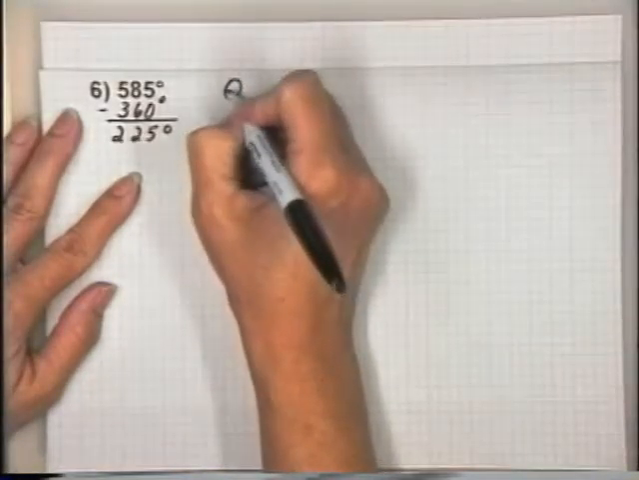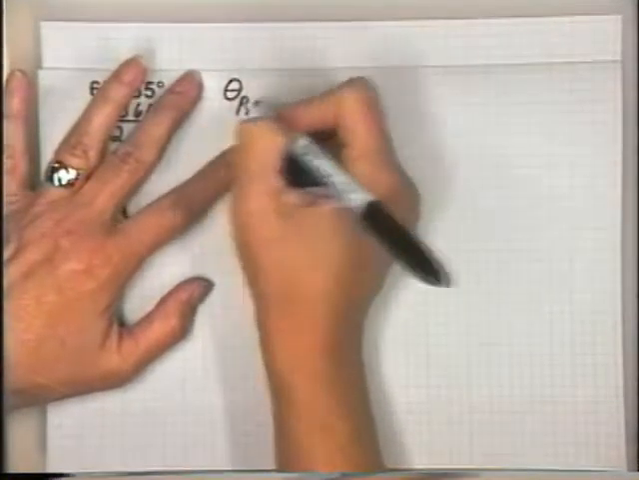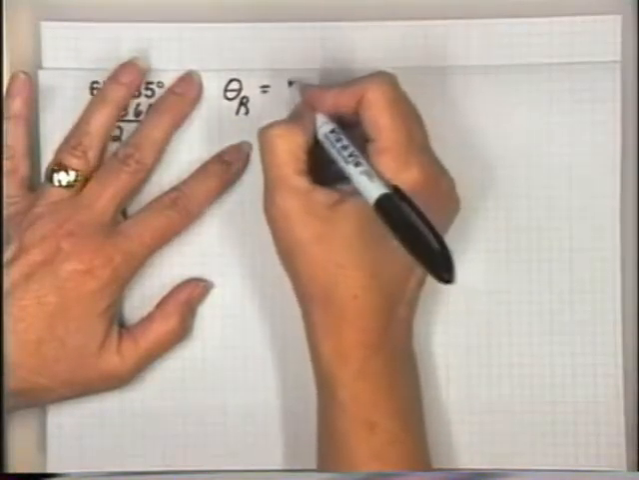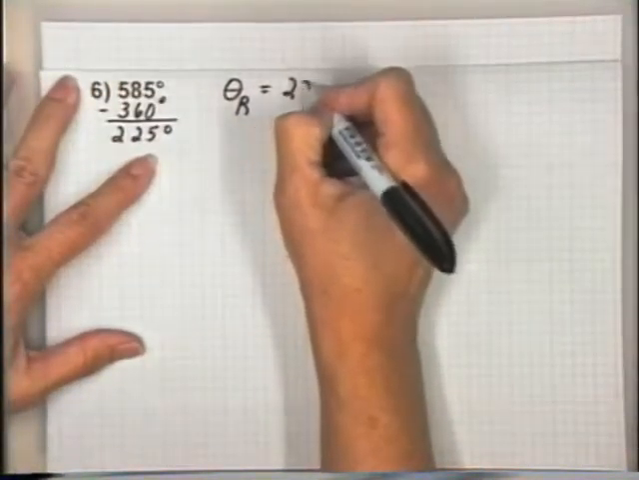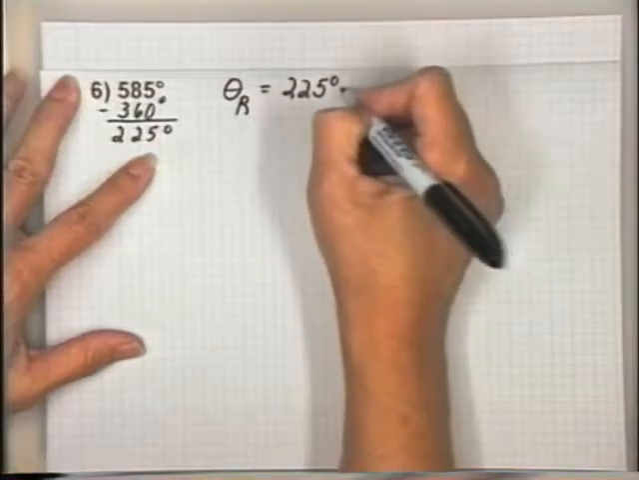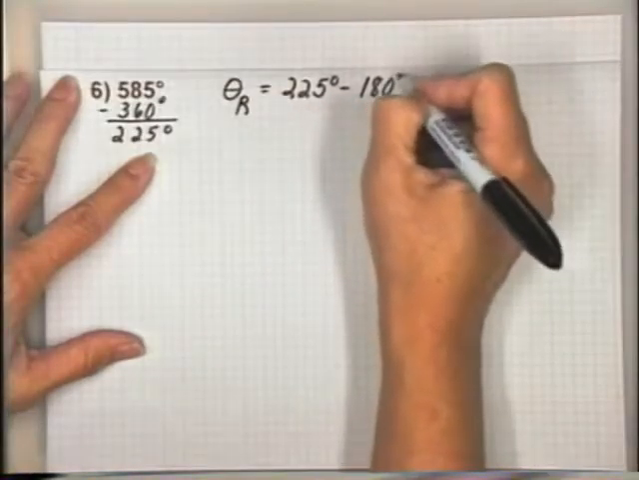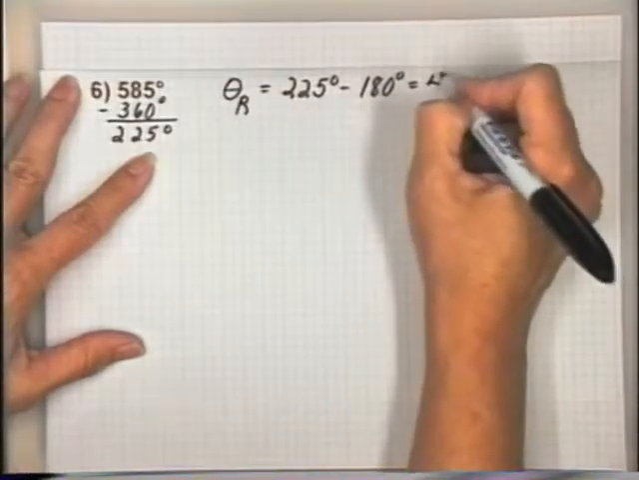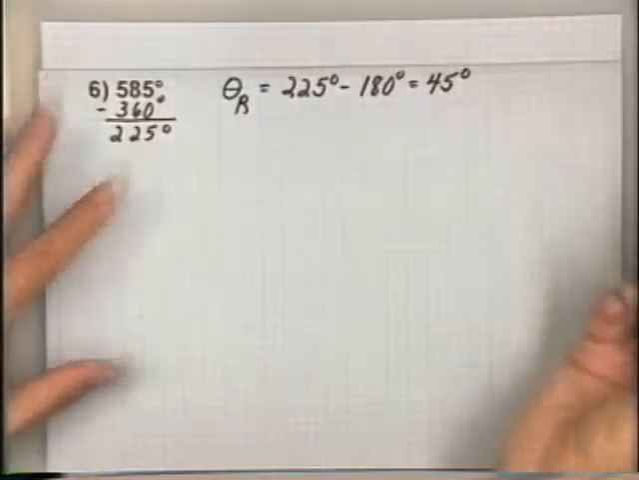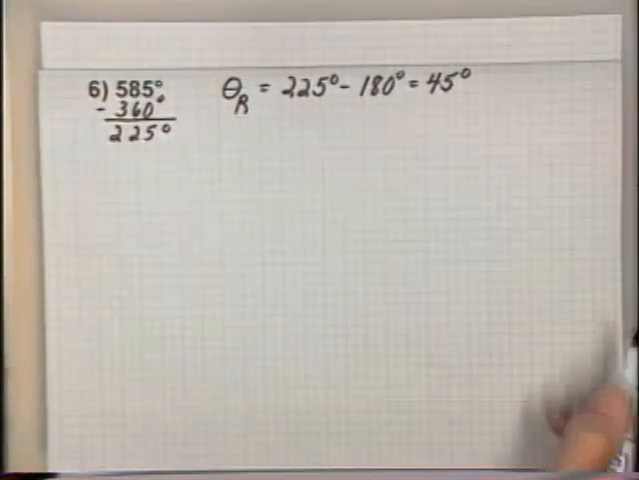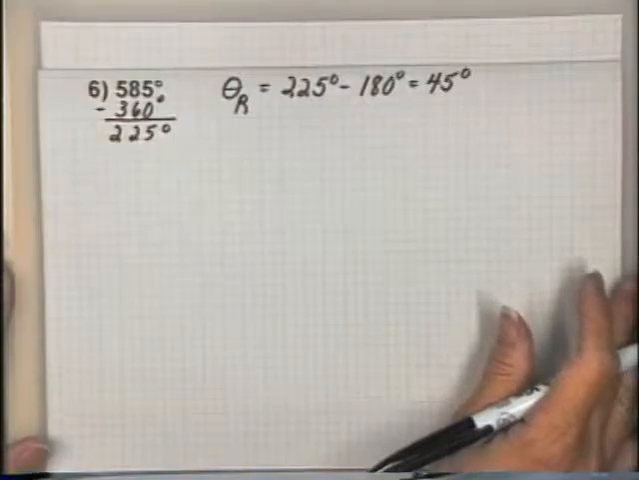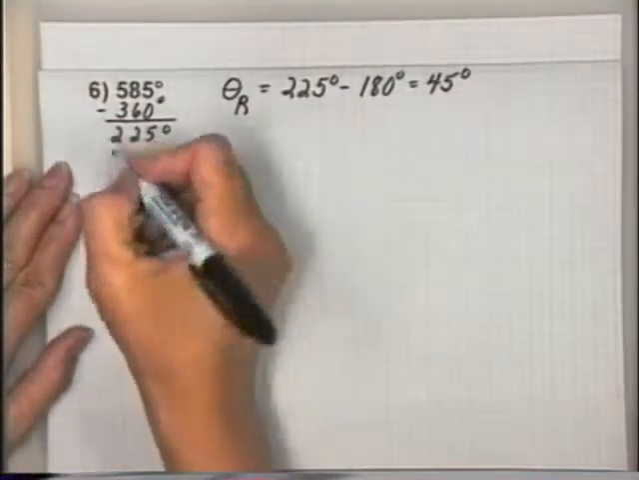So to find the reference angle for a third quadrant angle, we take the third quadrant angle and subtract 180 degrees, and in this case we get 45 degrees. And since that's one of our special angles, we know the trig functions for 45. So let's begin.